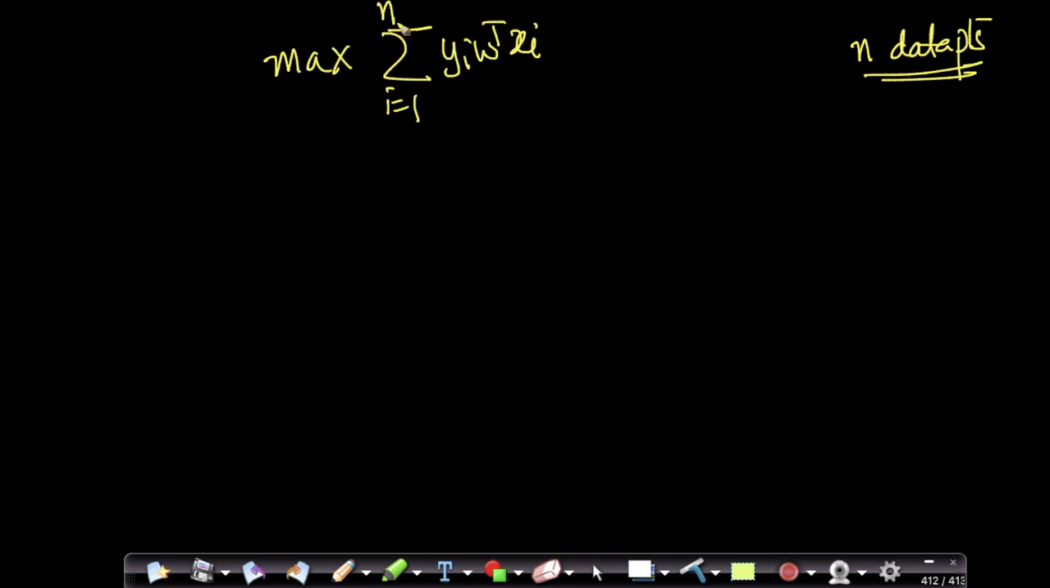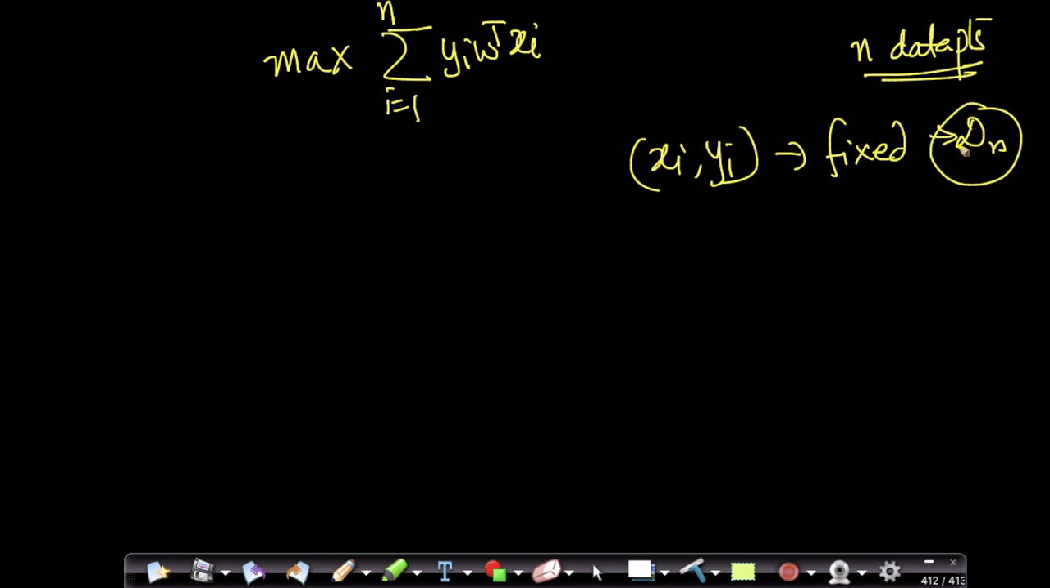And now what is it that I can change here? My xi, yi pairs are fixed because they come from my data set Dn. Given a training data set, my yi and xi are fixed. What is the only thing that is a variable here? This is the only thing that can be varied or changed.